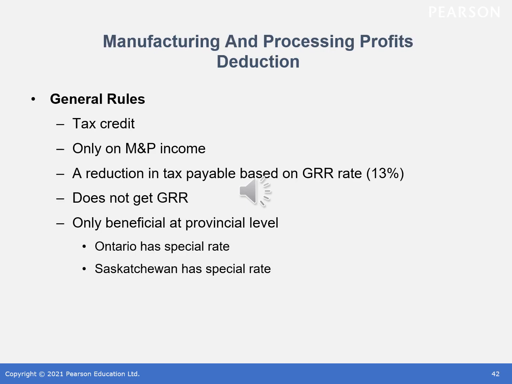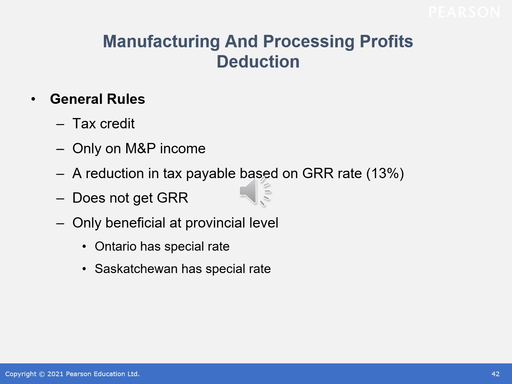The next area to talk about is the manufacturing and processing profits deduction. Now, it's a tax credit. It's only on manufacturing and processing income, and it's in alignment with the general rate reduction as talked about previously, being 13%. For those organizations that qualify for the MNP deduction, they do not get the GRR, and it has no effect on the federal tax.